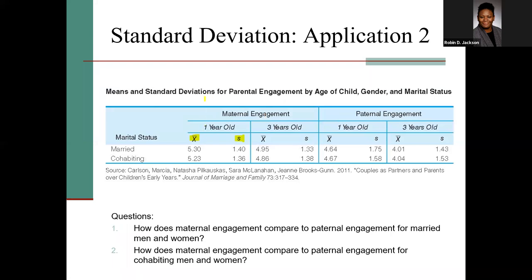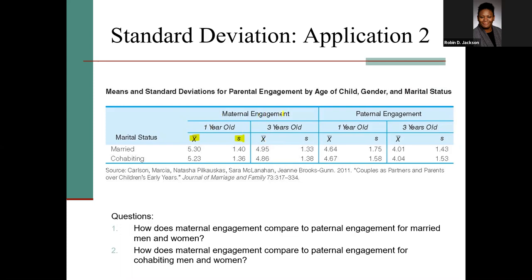There we go. There are a few things that I want to point out. In looking at this and in reading this, you have some information here, and I just want to make sure you are able to read it correctly. You have the 1-year-old and the 3-year-old columns under each type of engagement.